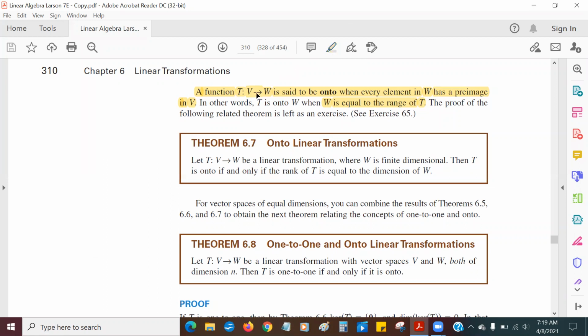A function is onto when every element in W has a pre-image in V. In other words, the entire vector space W, the entire codomain, is equal to the range of T. So when the range of a function is equal to the entire codomain, we say that function is onto. This is a concept you probably learned in intermediate algebra or college algebra. And these ideas of one-to-one and onto, we're talking about them in the arena of linear transformations, but these are concepts of any function. We see this all over the place.